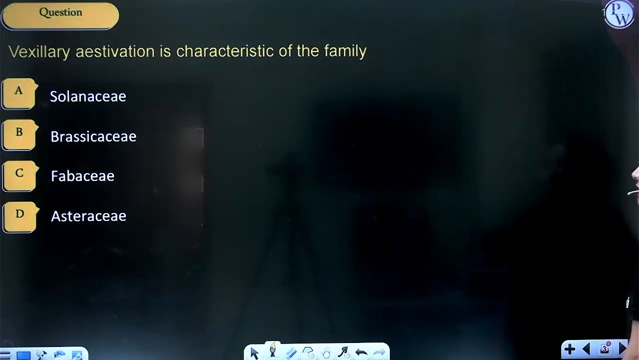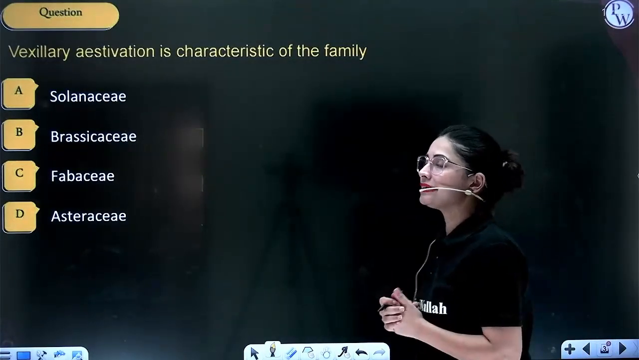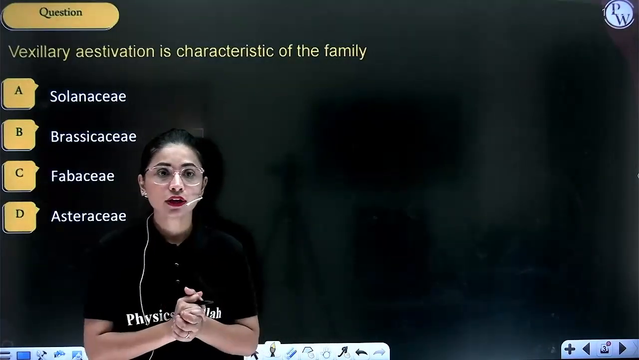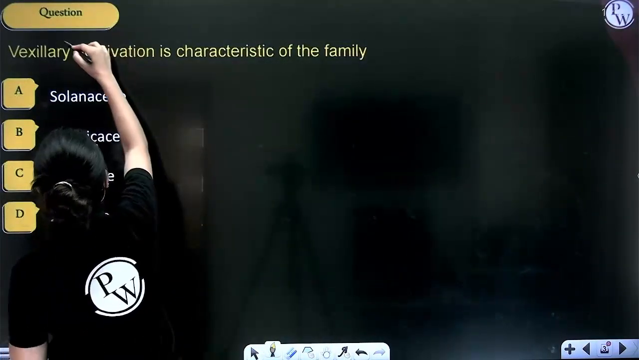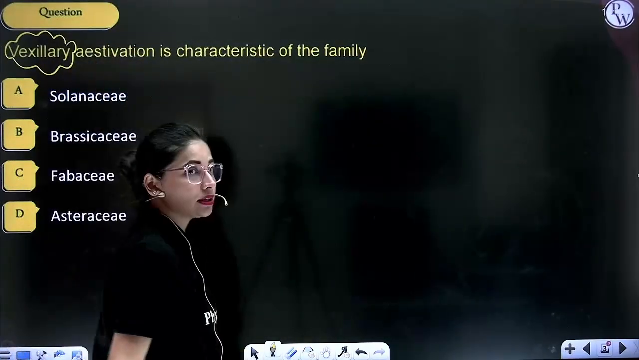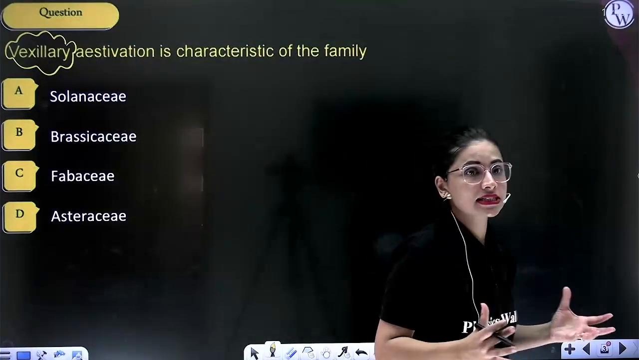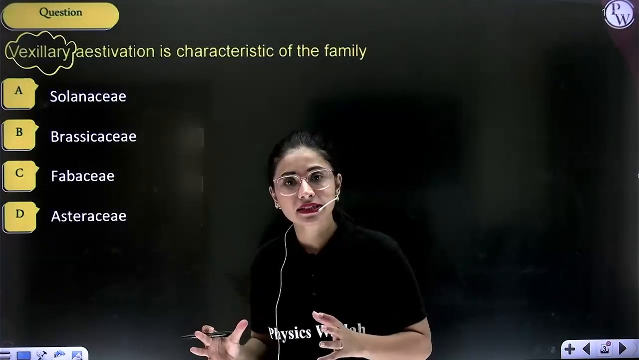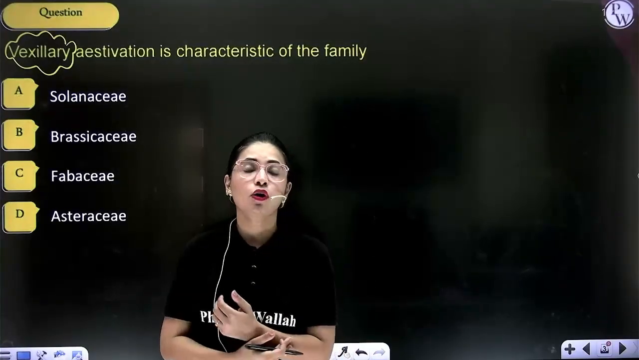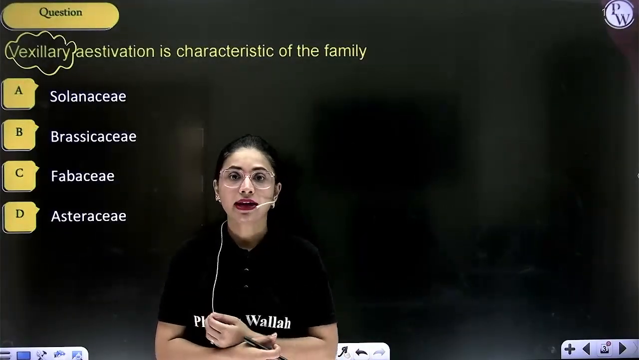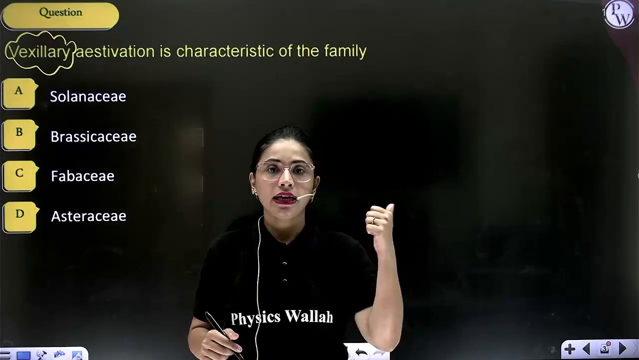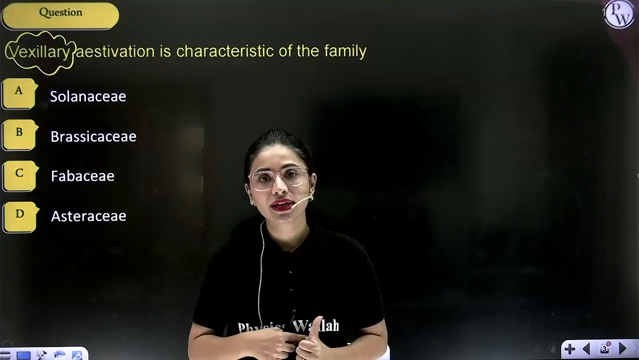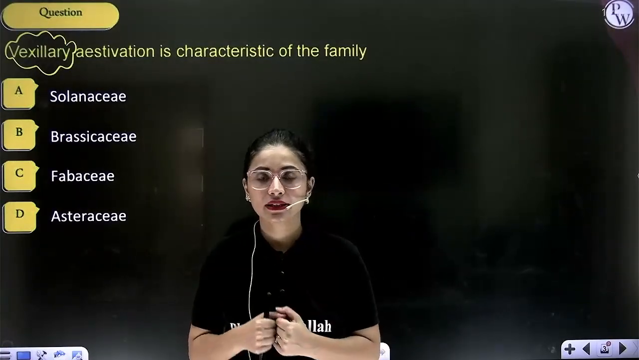Now, the first question says, vexillary aestivation is the characteristic of which family? So first, beta, you have to understand what is vexillary aestivation. If you remember, first of all, what is aestivation? Aestivation means arrangement of sepals and petals with respect to each other of the same whorl. There are four different types of aestivation: imbricate aestivation, valvate aestivation, twisted aestivation, and vexillary aestivation.